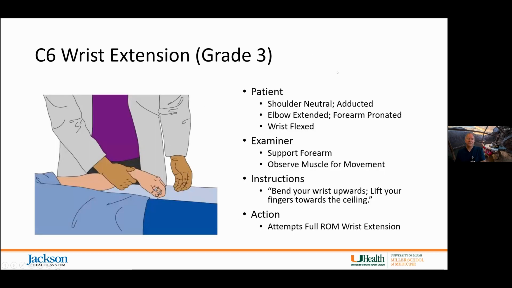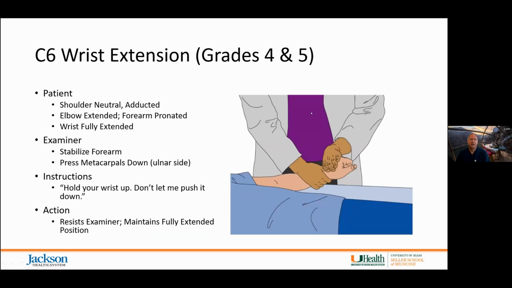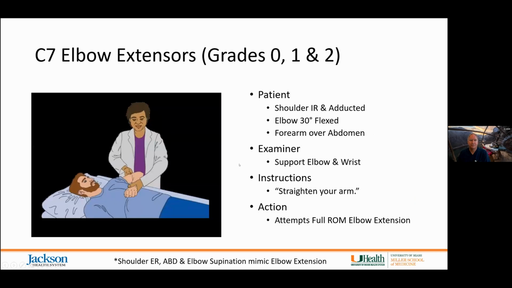As we're looking for a grade 3, now we're going to have the elbow extended with the forearm pronated, the wrist flexed, and ask them to bend your wrist upwards, lifting your fingers towards the ceiling. So again, what we're looking for is anti-gravity strength through the full range of motion. If they can do that, then they're a grade 3 or more. And then we're going to ask them to extend the wrist fully, and we're going to try to push it down. And I'm going to score that as either a 5, which is age and gender matched normal strength, or something less than a 5 as we go through this.